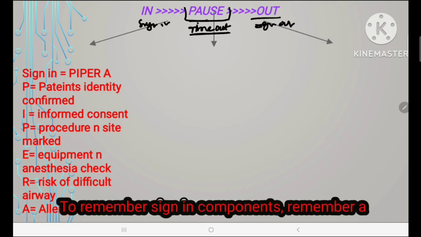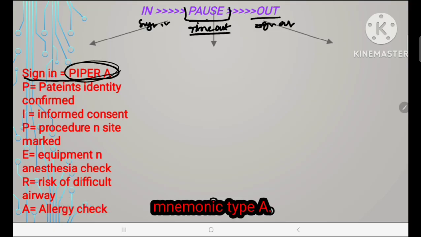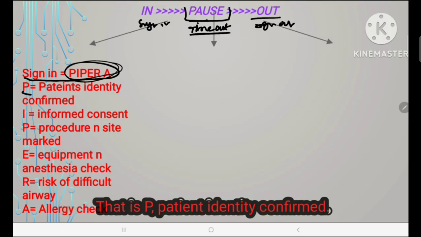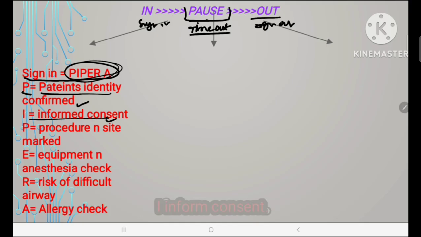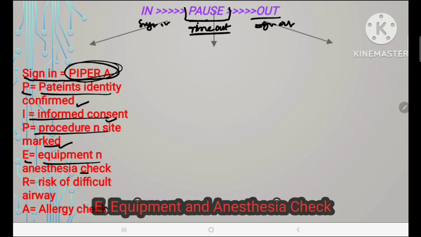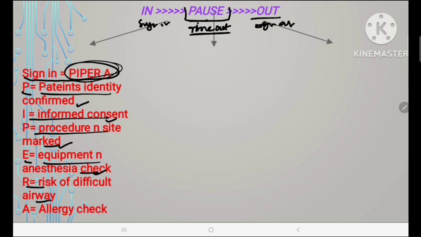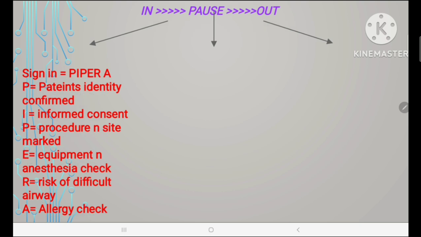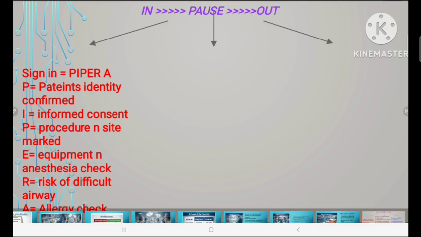To remember sign-in components, remember the mnemonic PIPERA. That is P. Patient identity confirmed. I. Informed consent. P. Procedure and site marked. E. Equipment and anesthesia check. R. Risk of difficult airway and aspiration. A. Allergy check. Also remember IV access and monitoring, pulse oximeter.